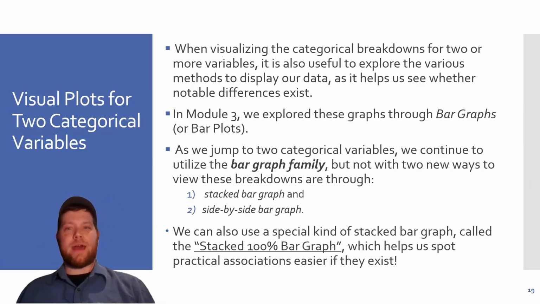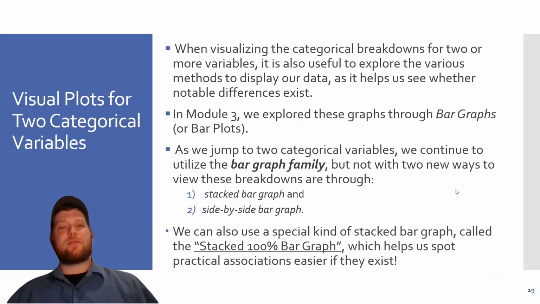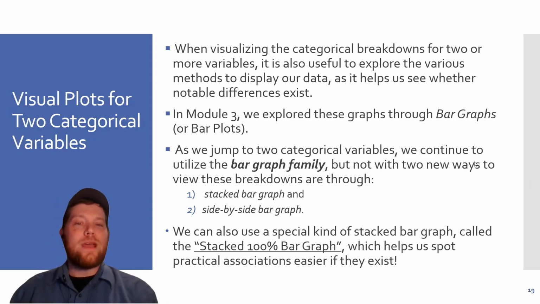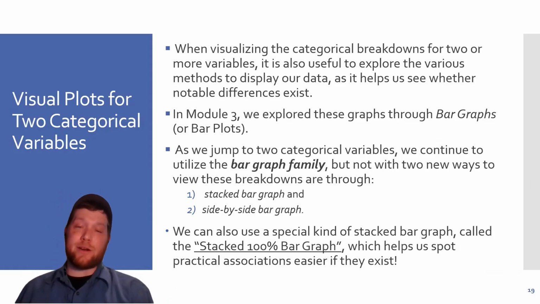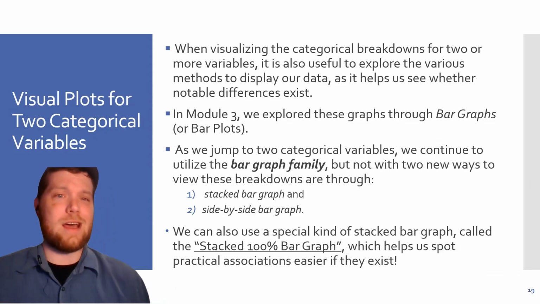But now as we jump onto two categorical variables, we're going to continue to work within our bar graph family. But now with two new ways to view these breakdowns through stacked bar graphs and side-by-side bar graphs. We can use a special kind of stacked bar graph, in fact, called the stacked 100% bar graph, which helps us spot practical associations easier if they exist. And we'll talk about that in a couple slides.